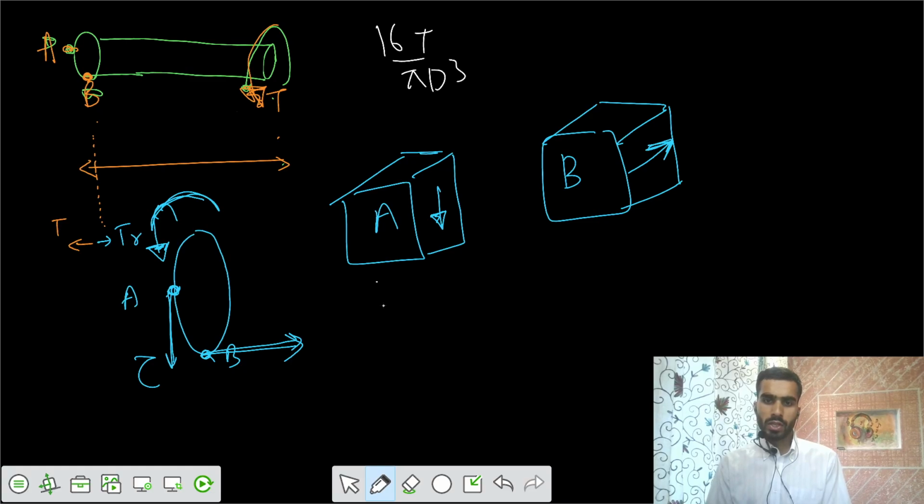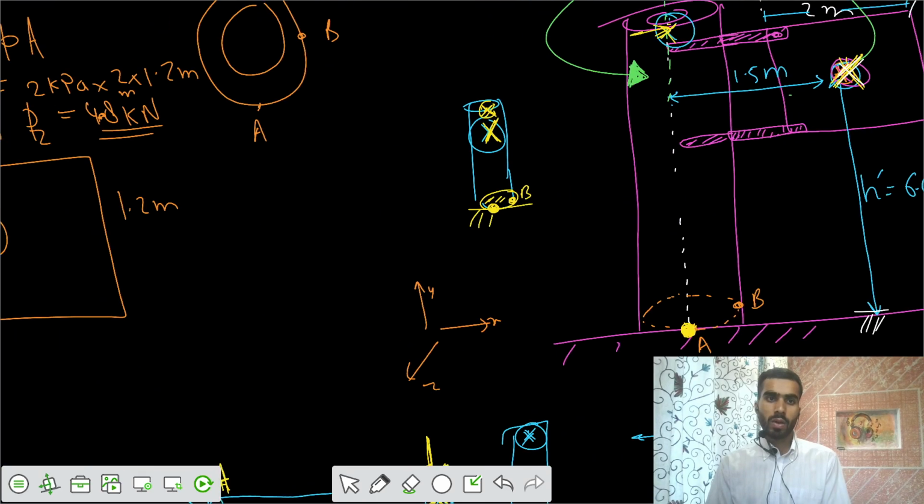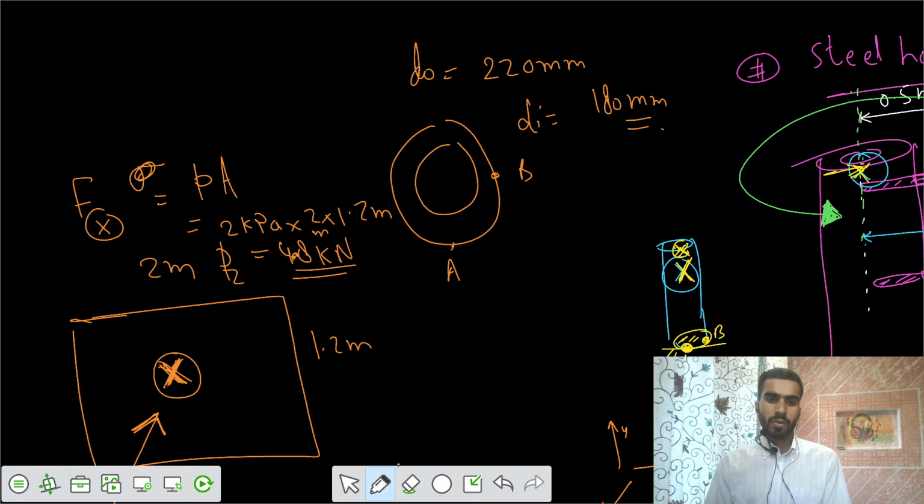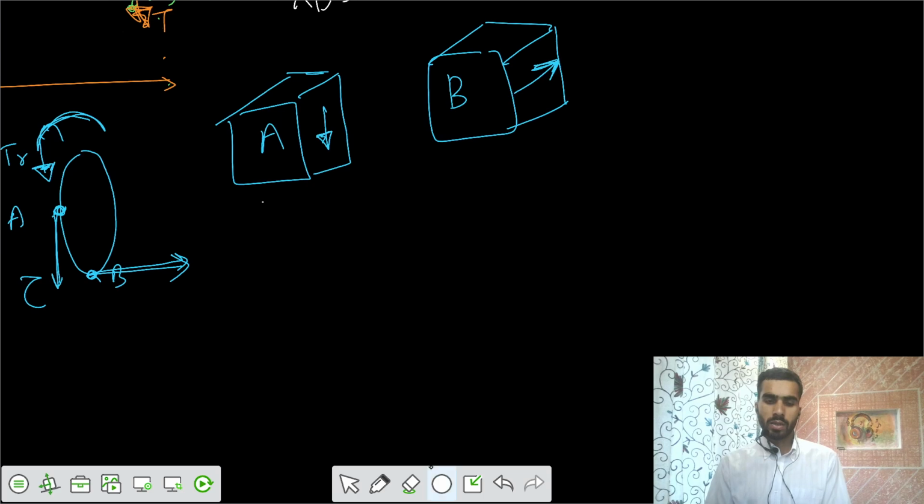But the section was actually hollow. So we have the hollow section with dimensions 220 and 180, 220 and 180. So if I write the equation for this one, this tau for A is negative, negative tau.